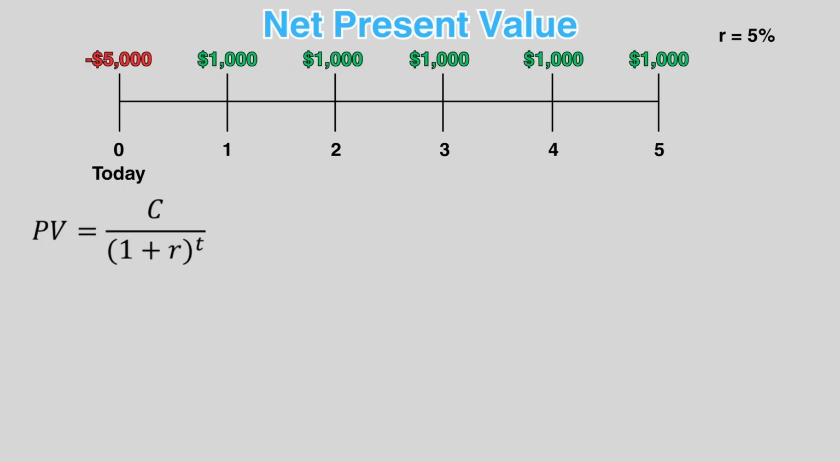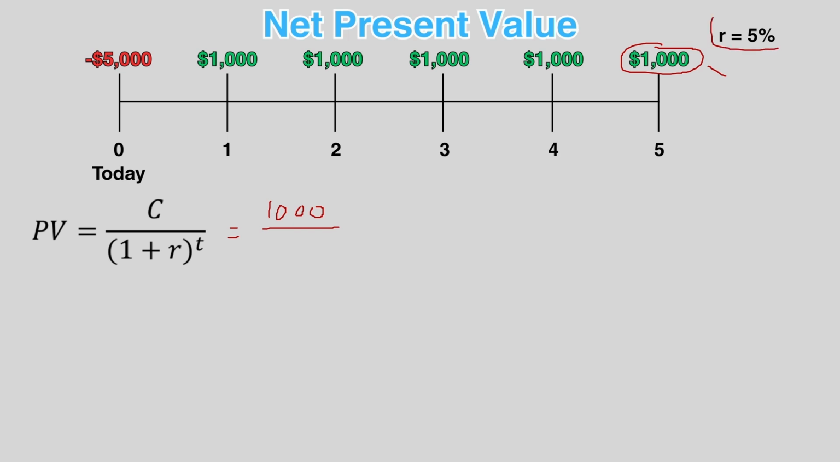So before we get into our example, let's continue this example and remember how we calculate the present value of a single cash flow. So the present value is equal to C over 1 plus R to the exponent T. Let's just discount this 5th cash flow for practice. So C is our cash flow. That's our $1,000 that we got right here. And we're dividing that by 1 plus R to the exponent T.